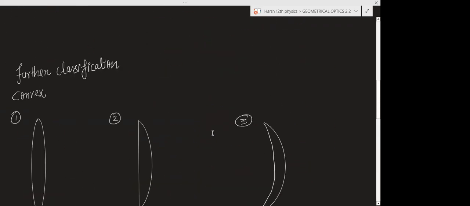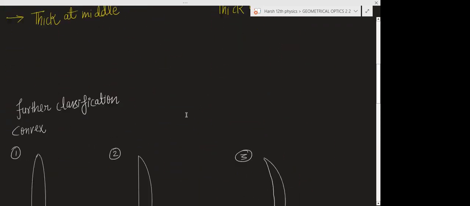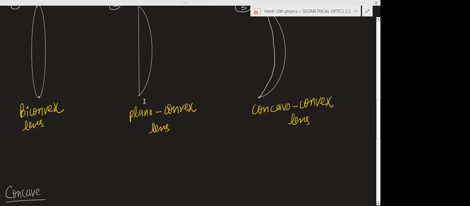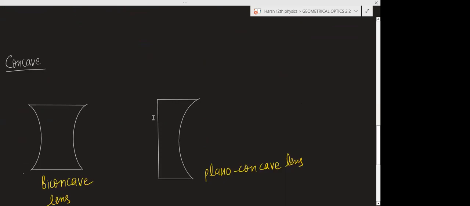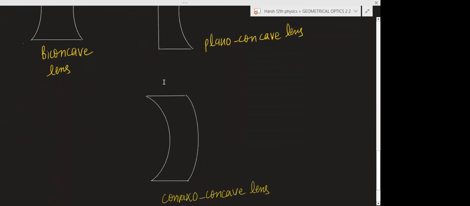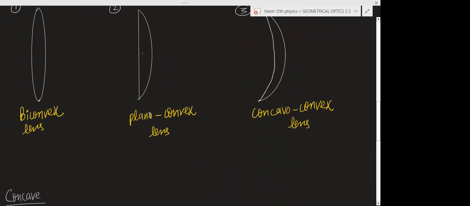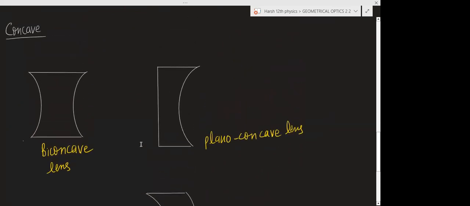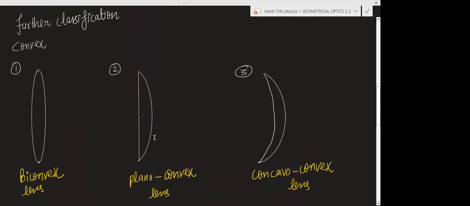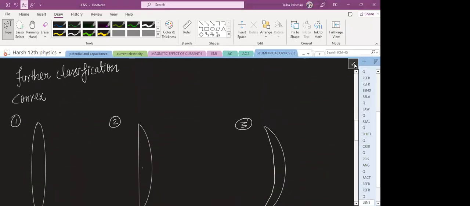Convexo-concave lens. Concave lens. So these are some of the classifications, and there is a requirement of mostly this lens and this lens and this lens, and sometimes maybe this lens also. So you should know what the types are, because there is a requirement of that.